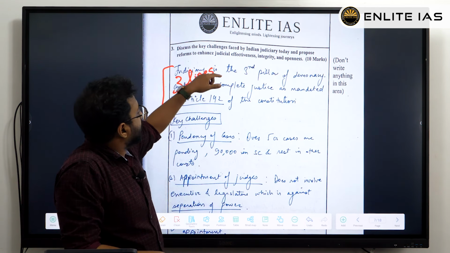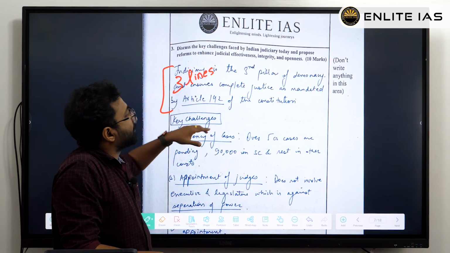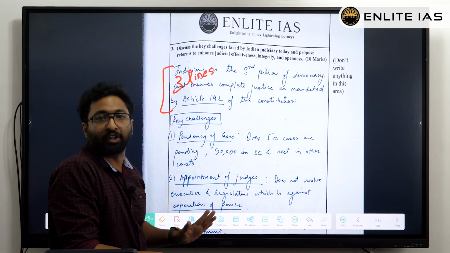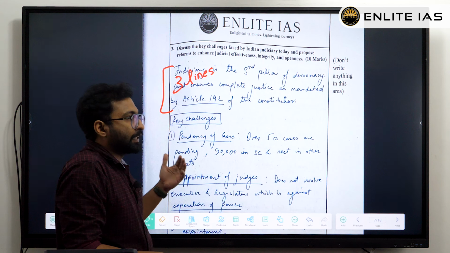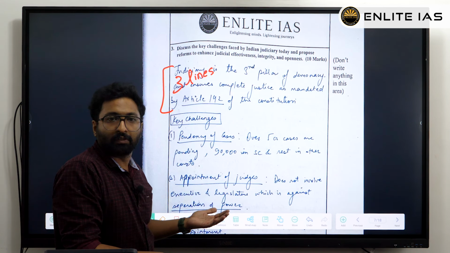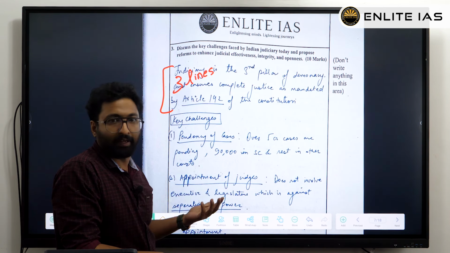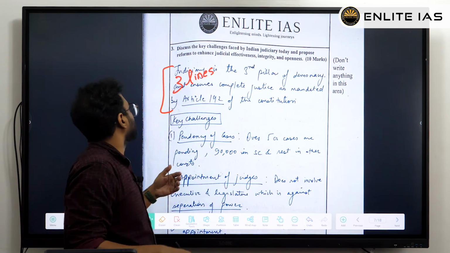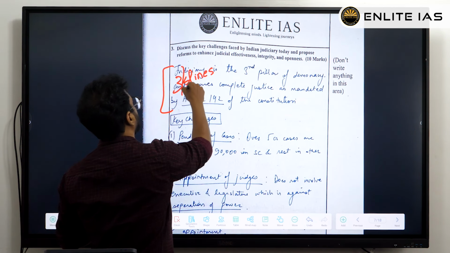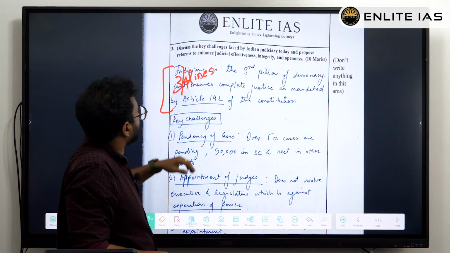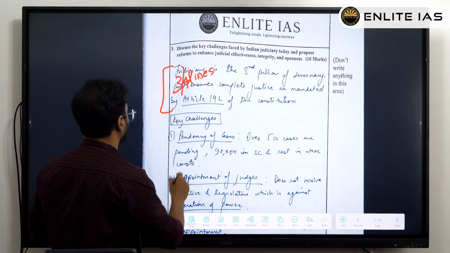Just 3 lines is very sufficient for a 10 marker as an introduction. If it is 15 marks, you can give 5 lines. So 3 or 4 lines is okay for a 10 mark question. Now let me show you what he has written.